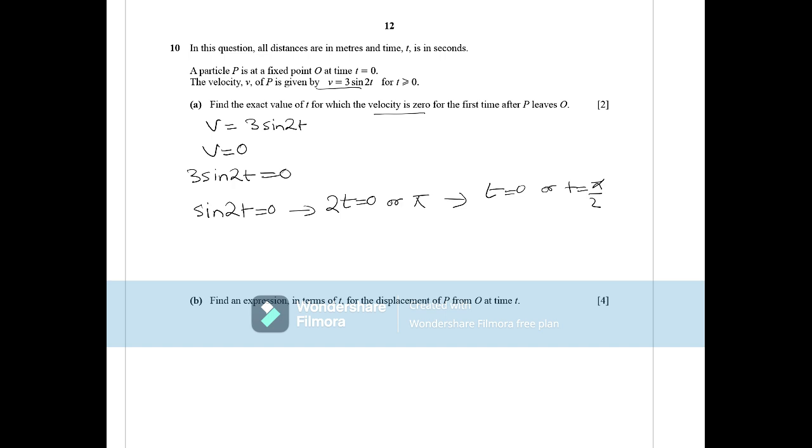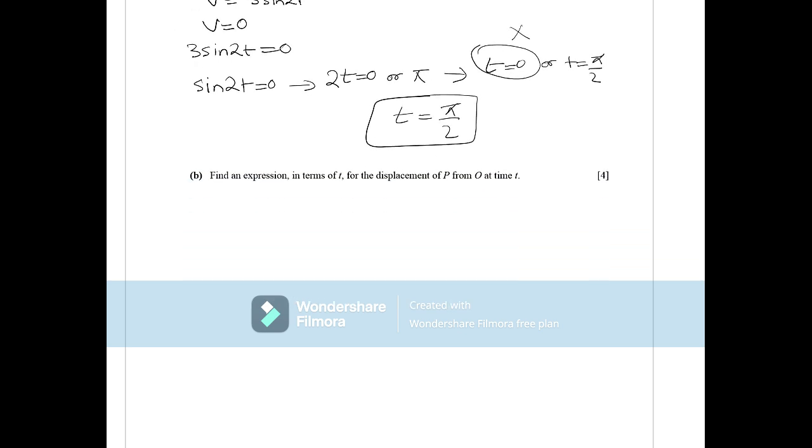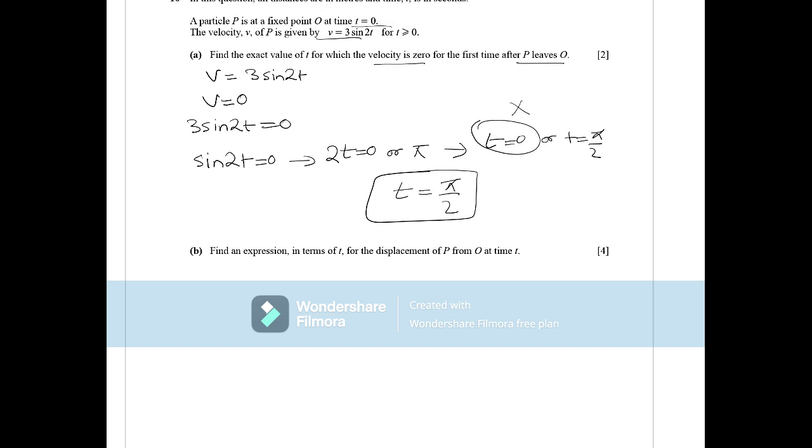It asks us for the time after leaving O. It left O at t is equal to 0, so this is not the correct answer. It's t is equal to pi by 2, and this is your answer. Find an expression in terms of t for the displacement of P. Displacement is just the integral of the velocity, so denoting displacement with s, starting from 0, ending at some arbitrary time t, 3 sine 2t dt.